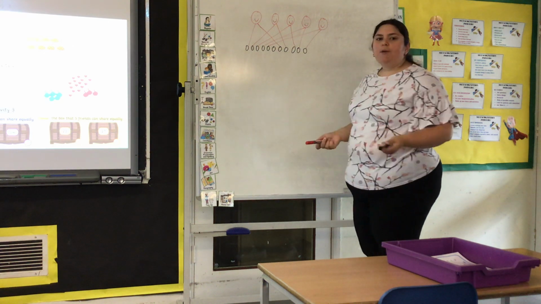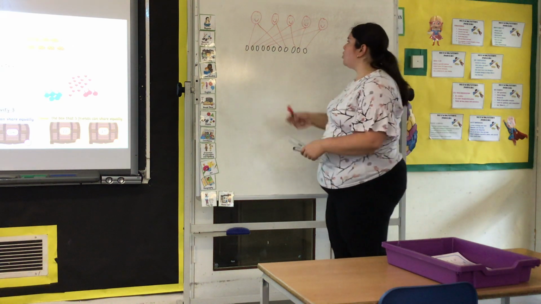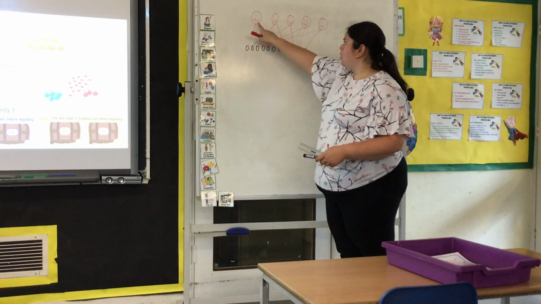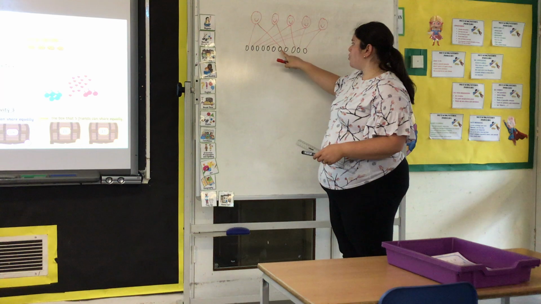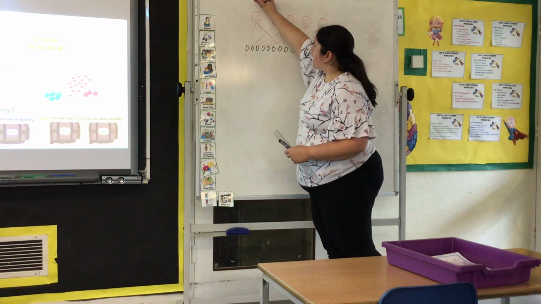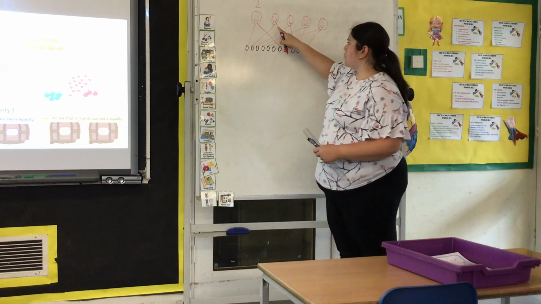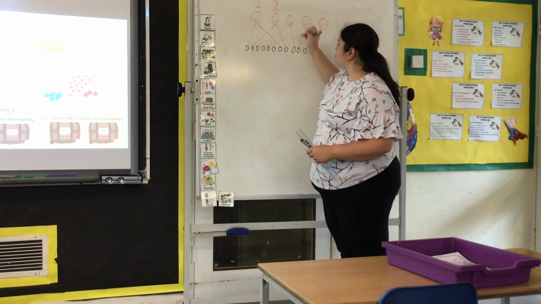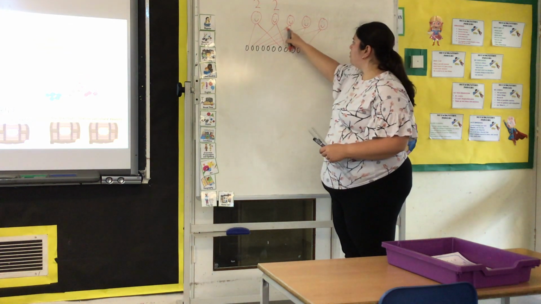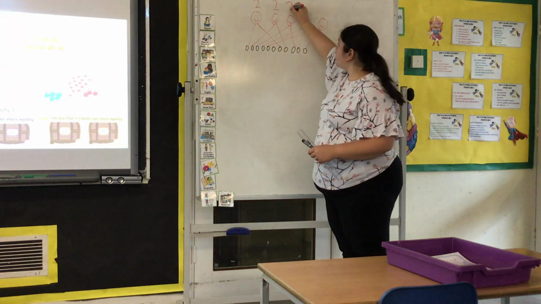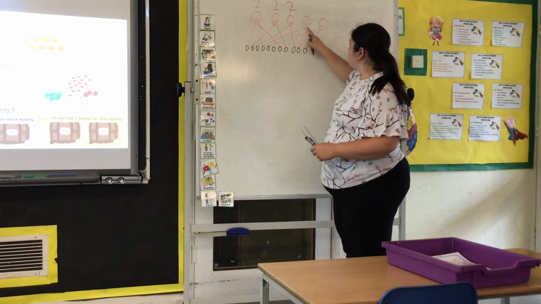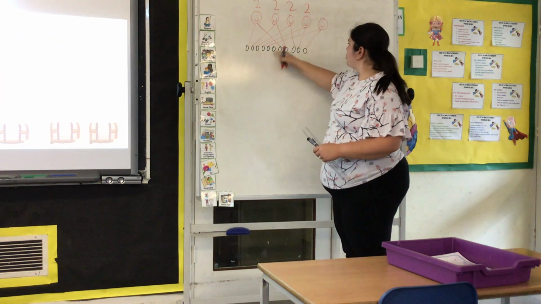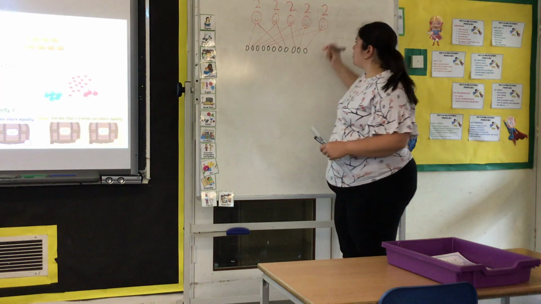Now, how do we know how many they get each? Well, we look at the children and we see how many lines do we see? We see 1 line, 2 lines. So this child gets 2. The next one, 1, 2. So that child also gets 2. This child, 1, 2. This child also gets 2. 1, 2. And this one gets 2. And this one gets 2.